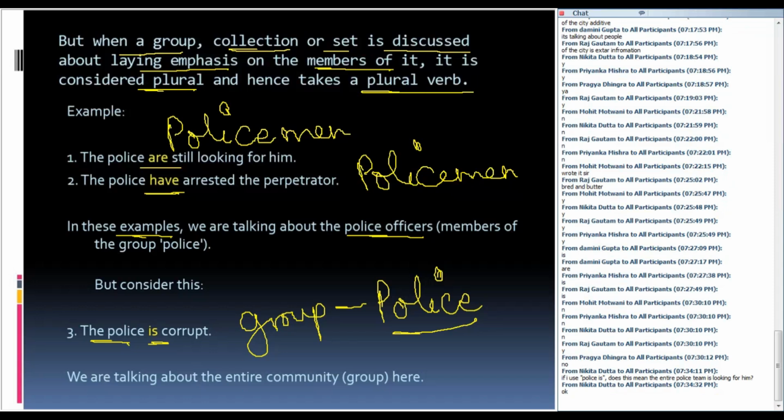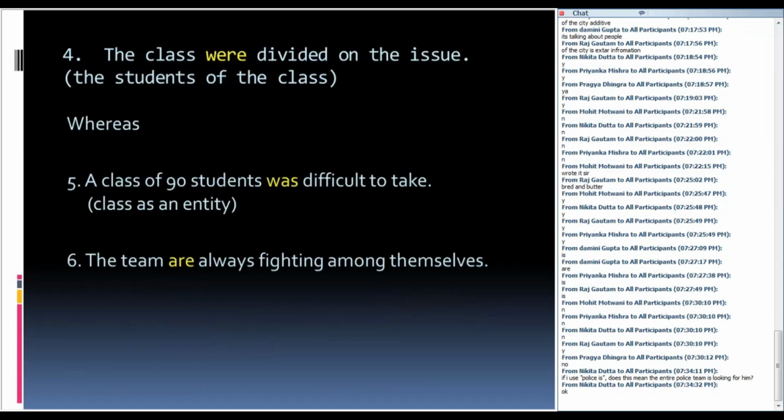So generally, most of the times you will see that collective nouns are singular. Most of the times. But exceptions are always there. The class were divided on the issue. If you're using a plural, that means you're not talking about the class as a whole. You're talking about students of the class. But when you say a class of 90 students was difficult to take, then you are talking about class as an entity.